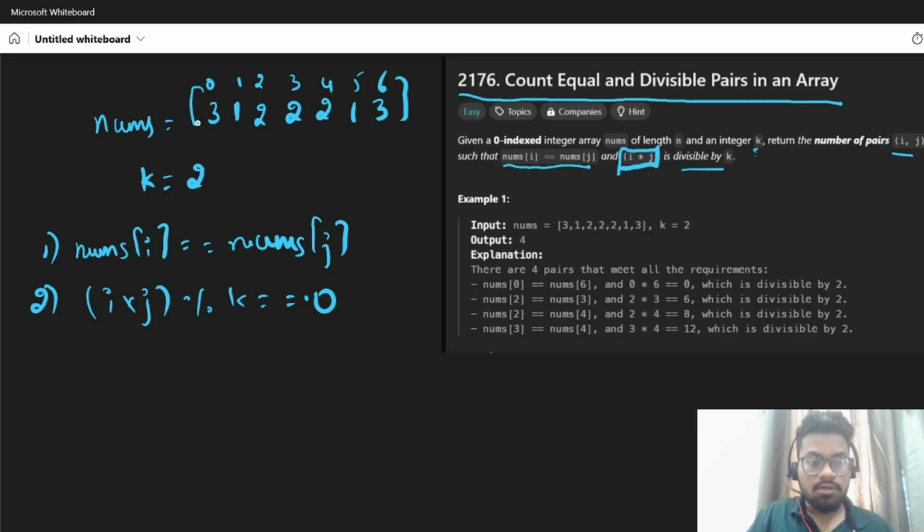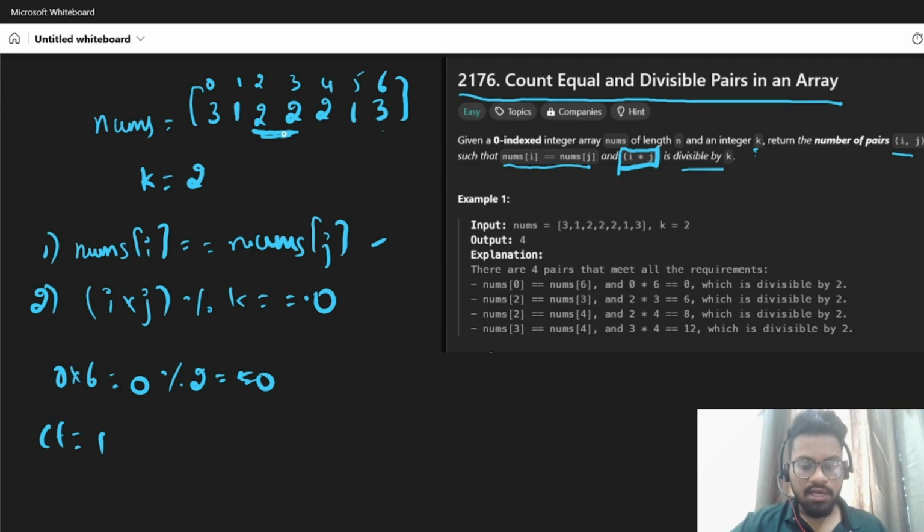If you carefully observe, the 0th and sixth index values are equal, and if you multiply 0 into 6, that is 0, which is still divisible by 2. So that satisfies the condition, and now the counter is equal to 1. And if you carefully observe the second and third index, these values are equal, and if you multiply, 2 times 3 is 6. 6 is divisible by 2, right? So now the counter is 2.